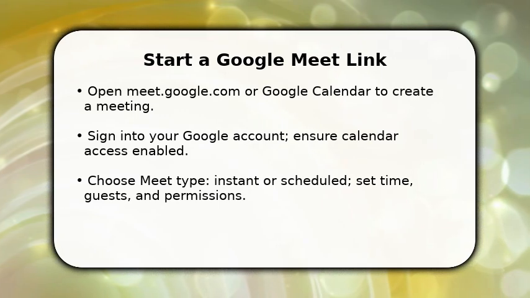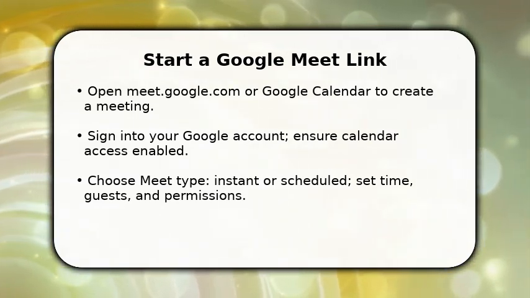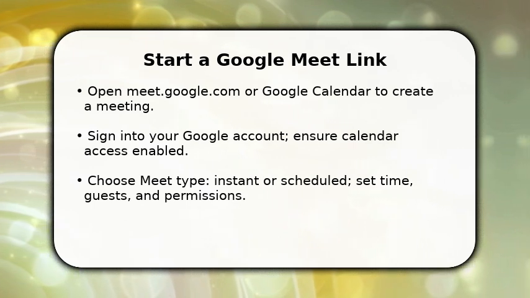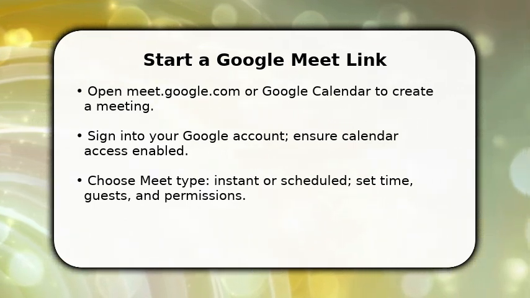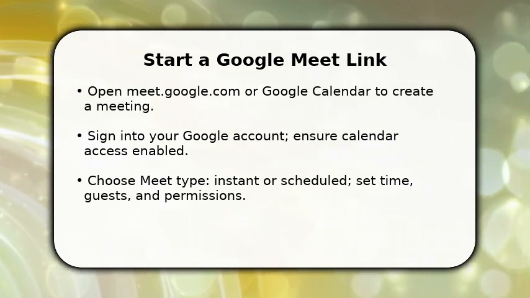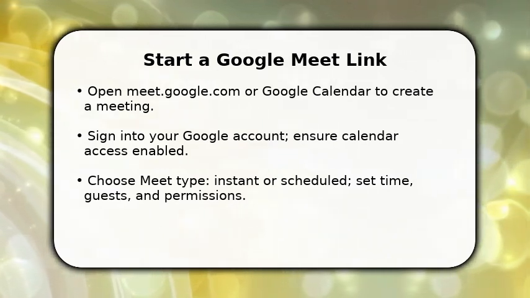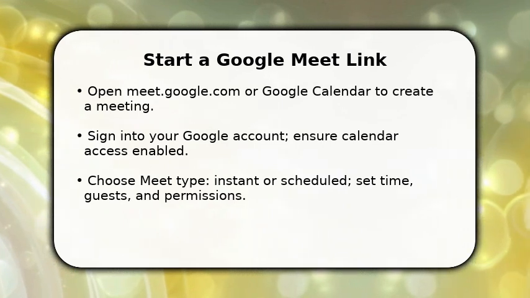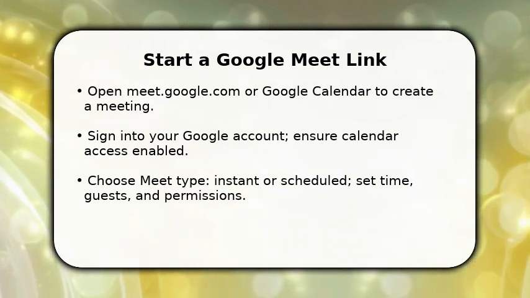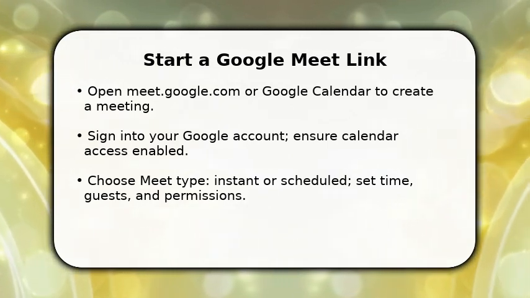You're starting a Meet link now. Open meet.google.com or use Google Calendar to schedule. Sign in so Meet can attach the link to your calendar event. Once done, pick whether you need an instant room or a scheduled meeting, set date and time, add guests, and control guest privileges. This first step creates the unique meeting code and URL. Make sure notifications and calendar syncing are enabled so participants receive the link automatically.